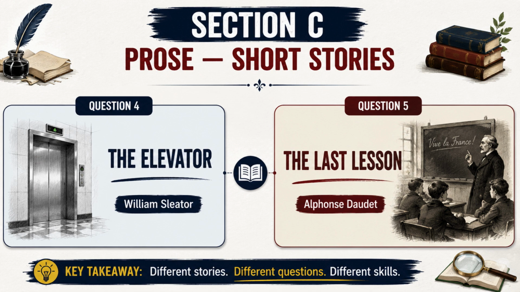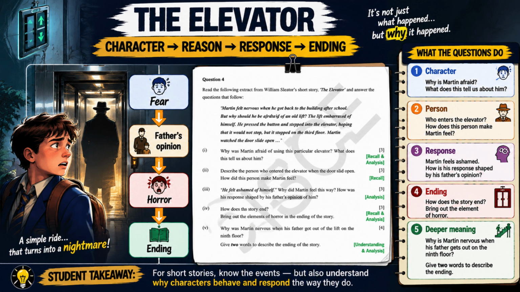Again, let's not just look at the stories. Let's look at what the questions are asking us to do with them. In The Elevator, the first question asks why Martin is afraid of using this particular elevator and what this tells us about him. Then we are asked about the person who enters the elevator and how this person makes Martin feel. Then comes a question about Martin feeling ashamed of himself, and specifically asks how his response was shaped by his father's opinion of him.